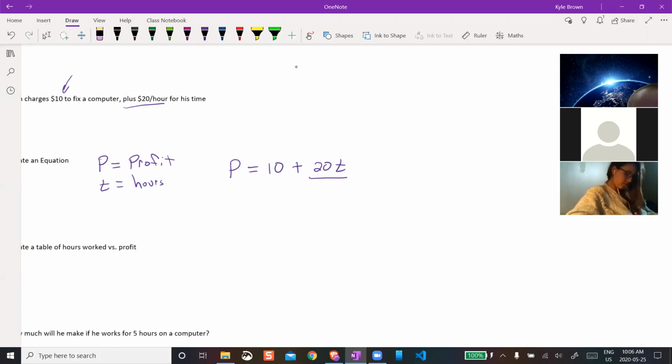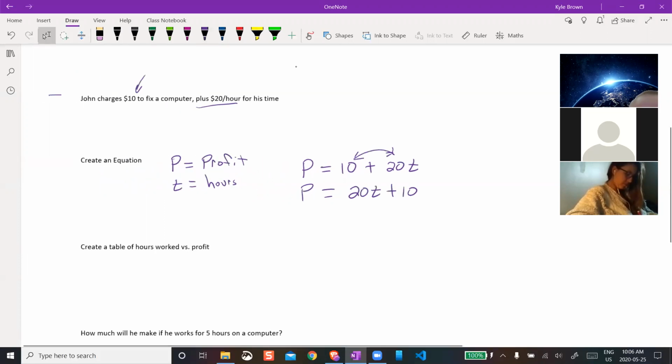Okay, and I wrote it this way, but you guys know, because this is review, you could have also written it this way too, right? 20 times T plus 10. Those are the same thing. You can move those terms around however you like. You can switch those. It doesn't matter, right? Just moving those terms around. So there's our equation. Either one, they're both correct.